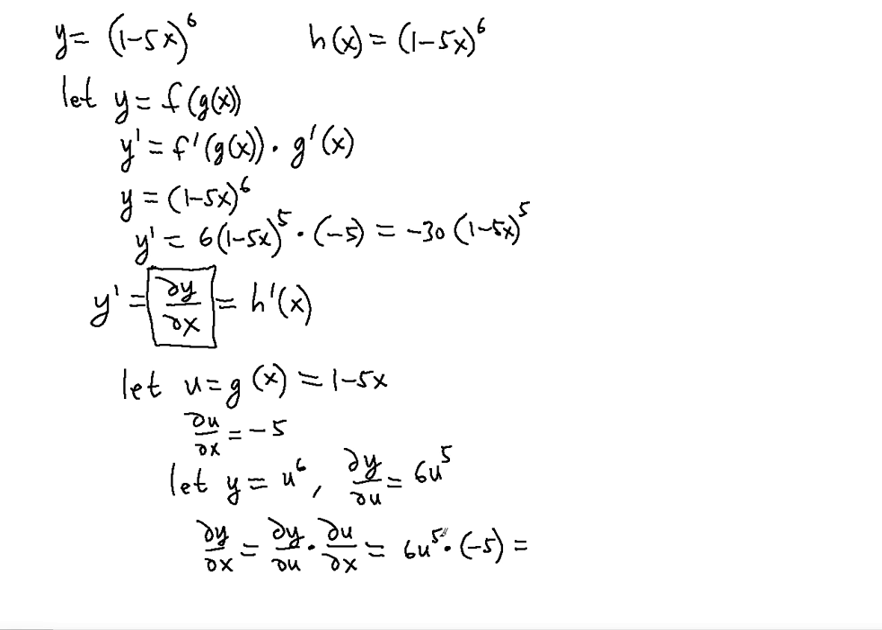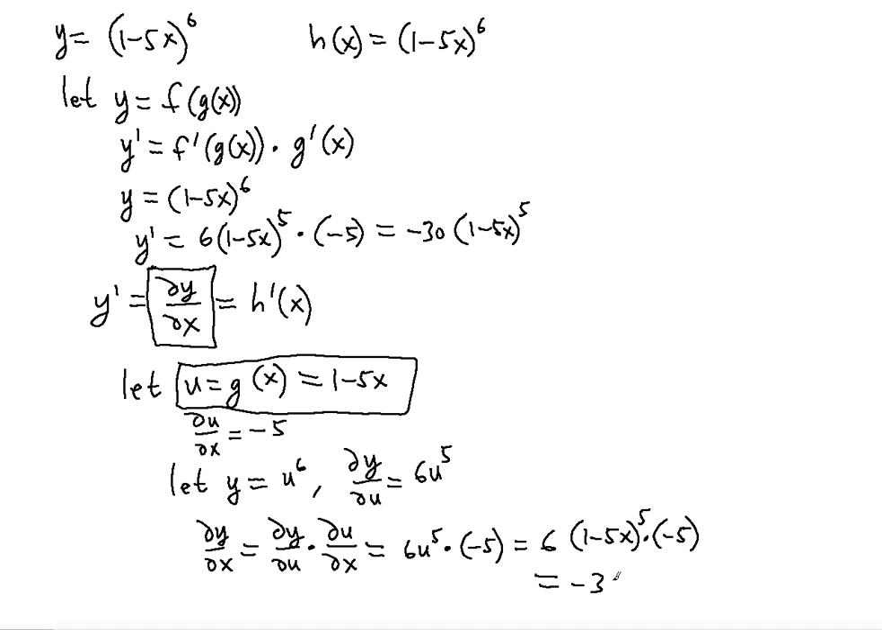Before we're done, we have to substitute back the u. What was u? U was g of x, 1 minus 5x, right? So u to the 5th means that we're going to have (1 minus 5x) raised to the 5th power, because we're just substituting back the u, and multiplying it with negative 5. So as a result, look what happens, guys. We're getting the same result as in the first method that we used.